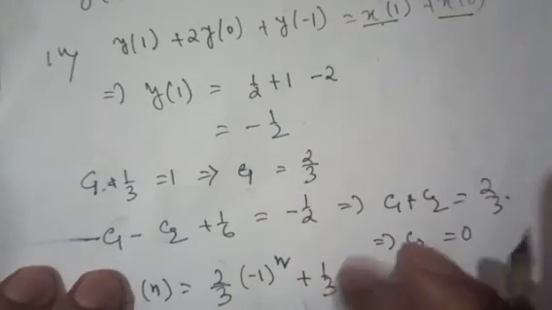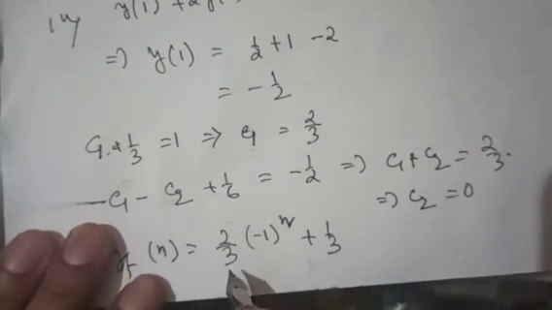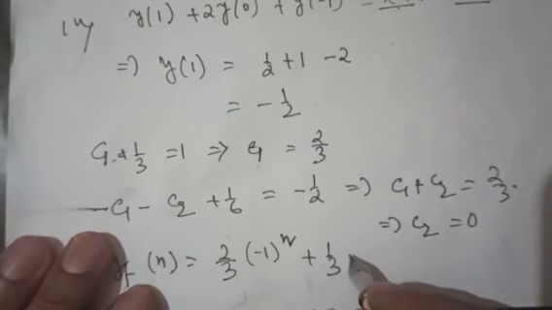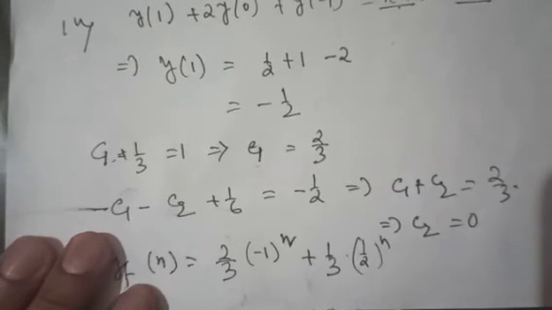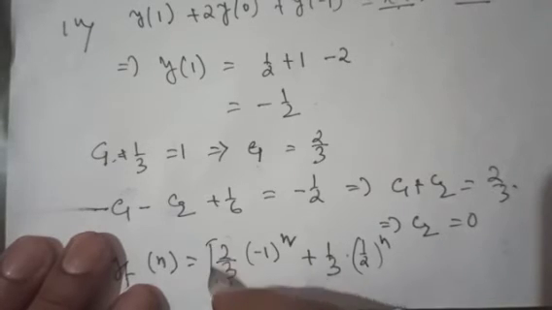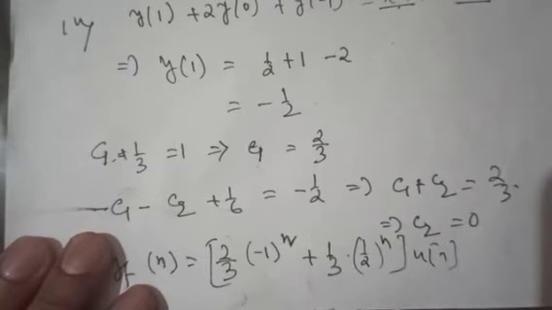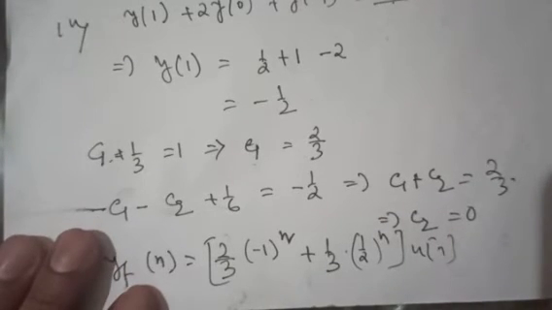Okay, so we'll get force response 2 by 3 minus 1 to the power n, then 1 by 3 into half to the power n. Of course you can put together a u of n. Okay, so this is the final force response.